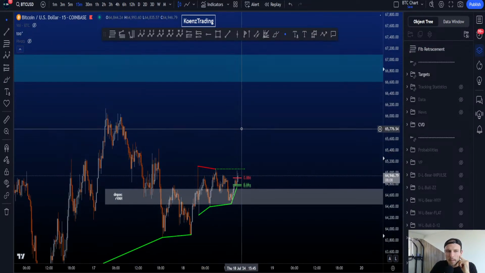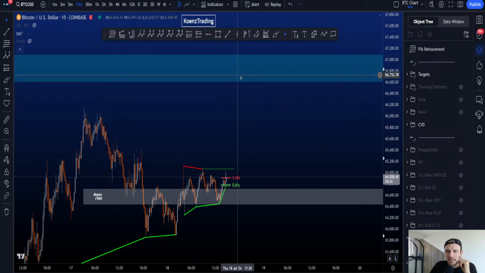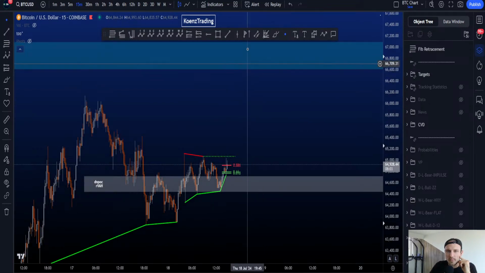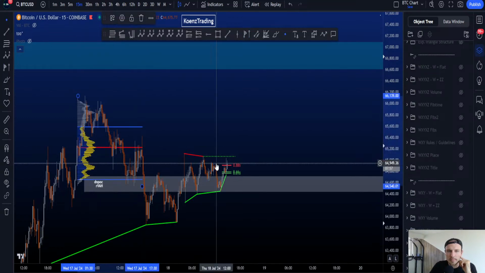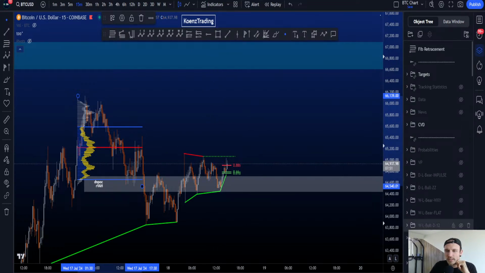For me, the most interesting resistance still is the box up here, if price once upon a time can make it and get out of this range. And considering resistance to the upside, we don't have too many horizontals to the upside.